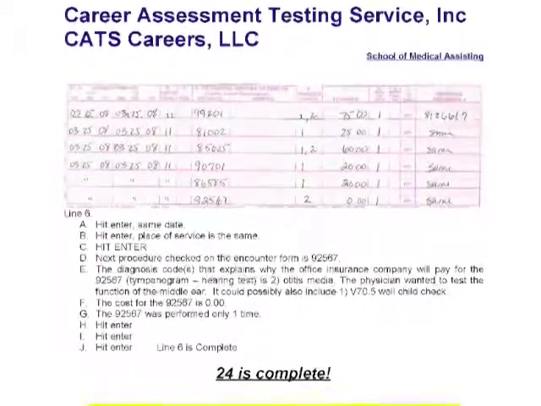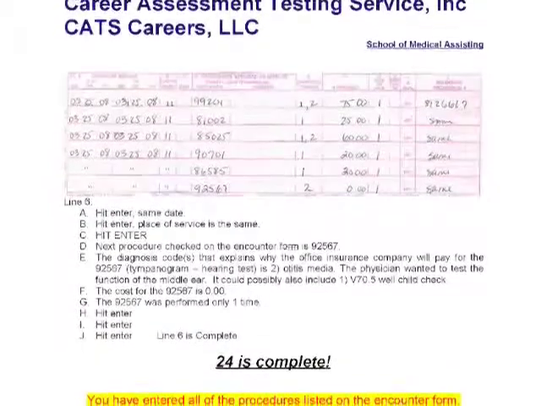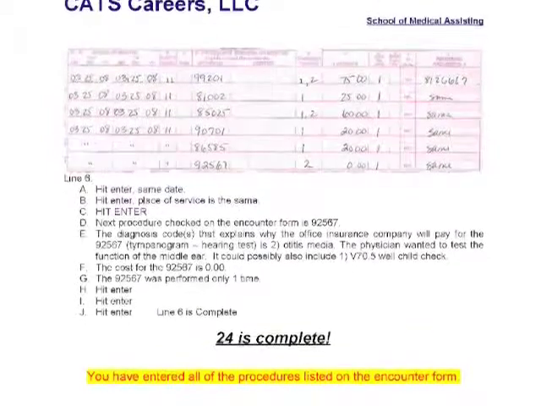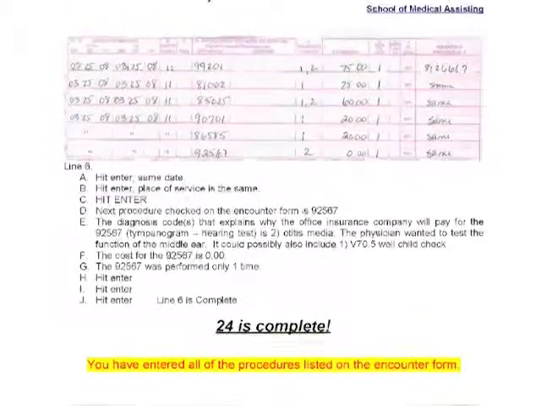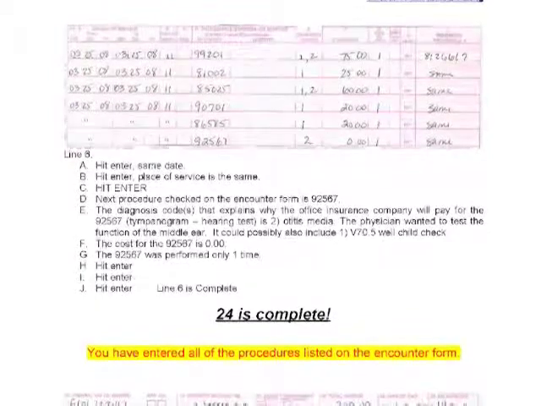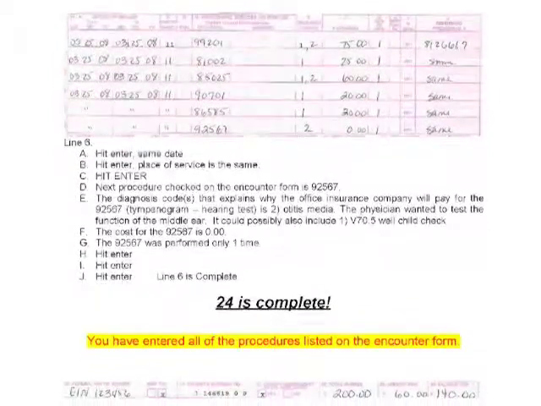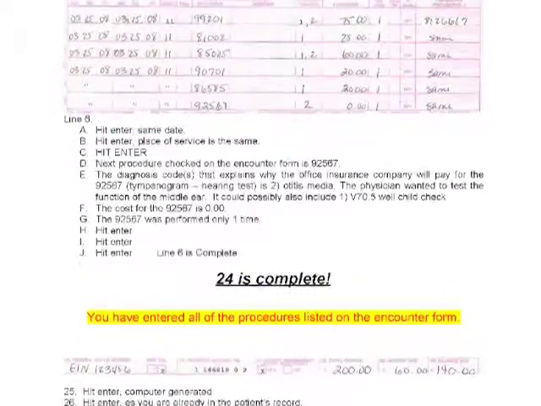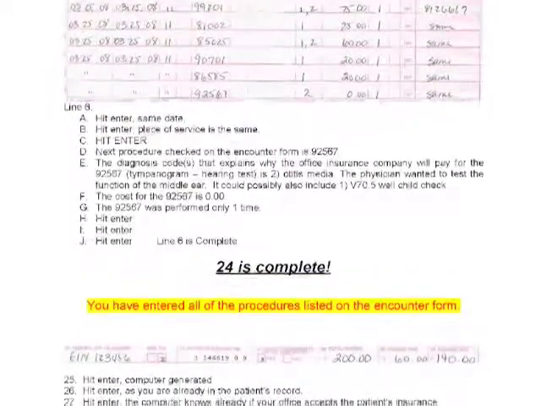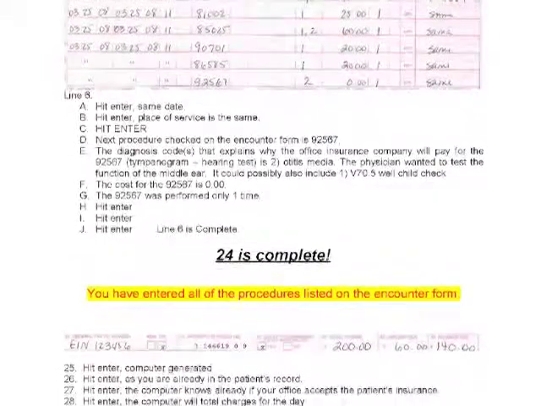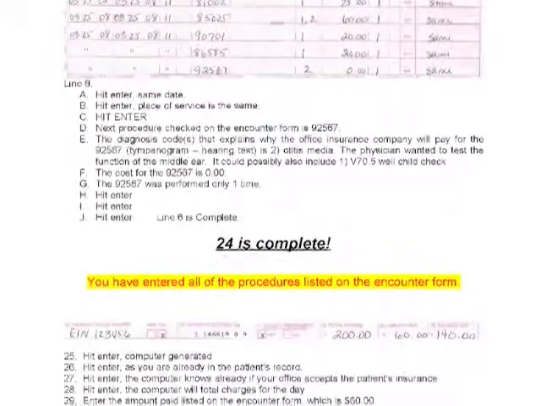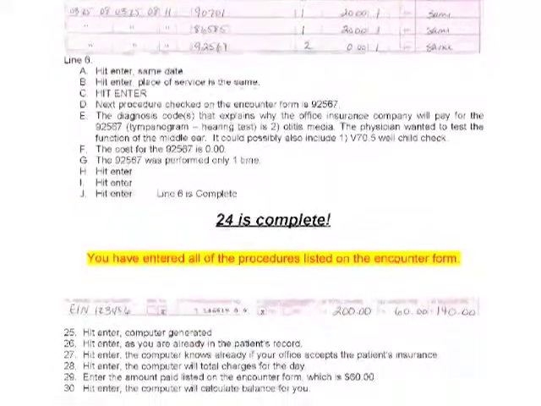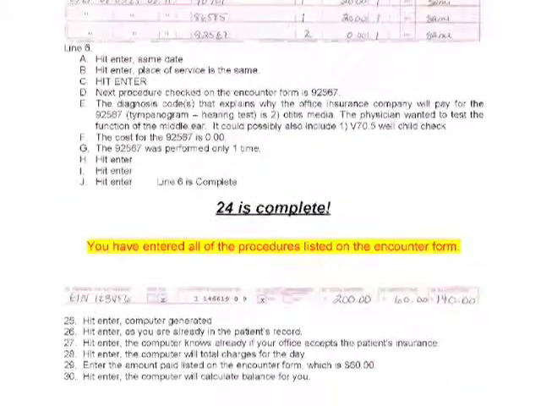Procedure code 92567E. Why are they going to pay for that 92567, which is a tympanogram hearing test? Okay. Otitis media, definitely. And depending on how often the patient has a tympanogram, they might actually be able to put 1 also, which is the V70.5, well child check. So you can have the number 2 there, or you can have 1 and 2. Charge is 0. The office didn't charge for it. How many tympanograms were performed? 1. Hit enter and enter until you get to, oops, we're done.